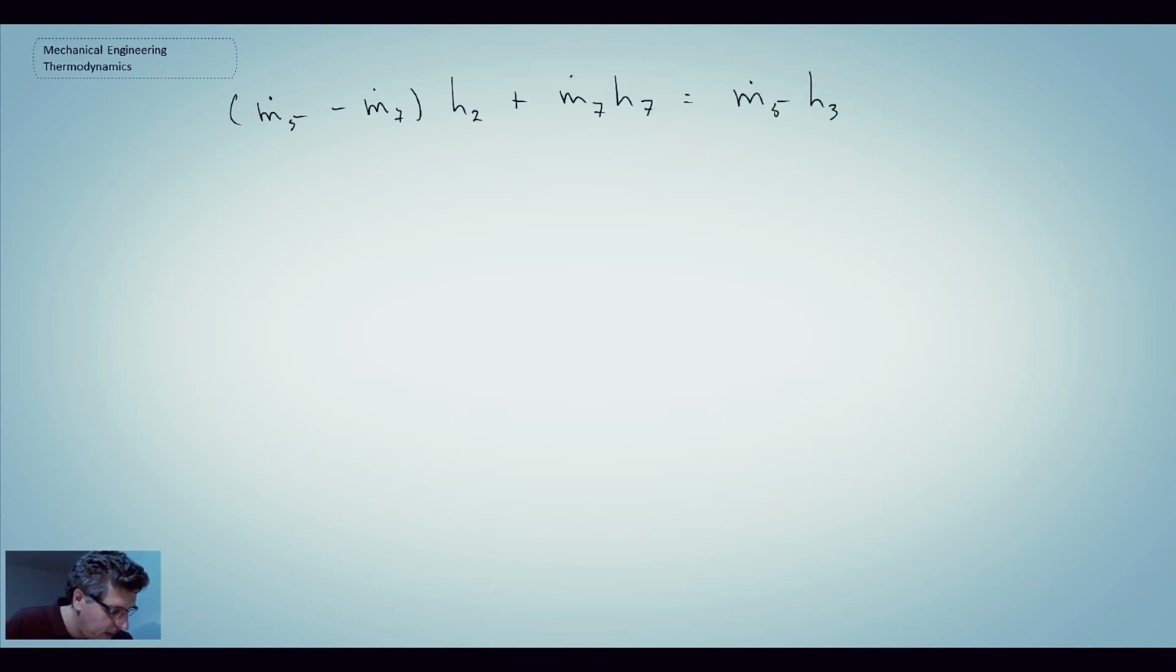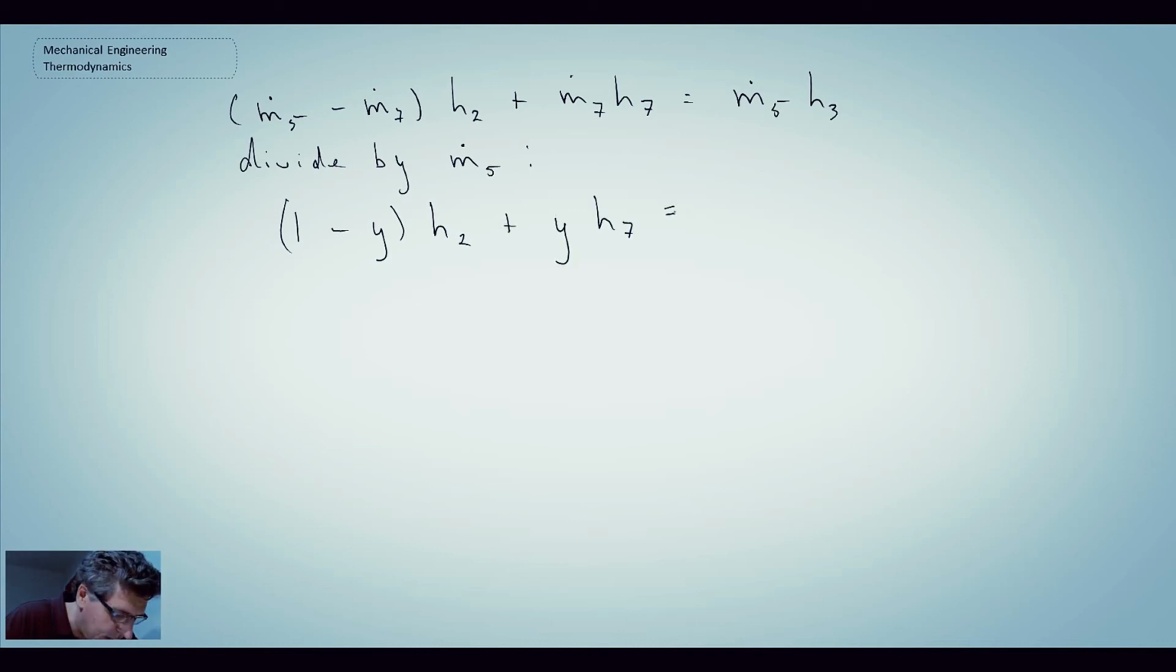So there we have our equation after making the substitutions. Now what I'm going to do is divide through by m dot 5, so the mass flow rate going through the boiler. And when we do that, we get 1 minus y. Notice that that's the first thing, because the second term here, we have m dot 7 divided by m dot 5. That's our definition of mass fraction y, multiplied by enthalpy at 2 plus y times enthalpy at 7 is equal to 1 times enthalpy at 3.